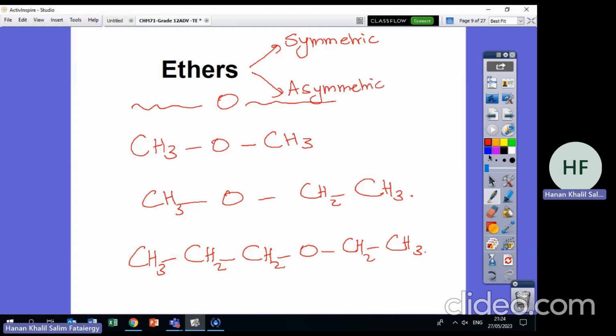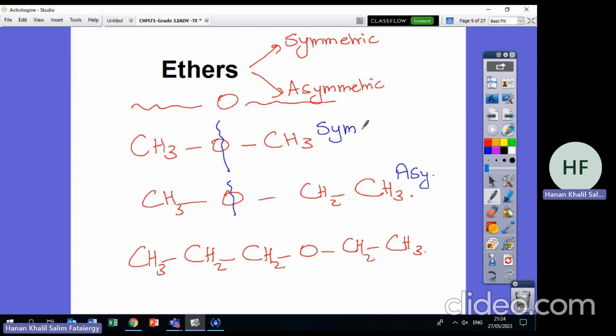Okay, how do we know if an ether is symmetric? You simply look through the O. If the right is the same as the left, this means it is symmetric. Look here: we have one carbon here, but two carbons here. So this is not the same as this, so I say this is asymmetric.